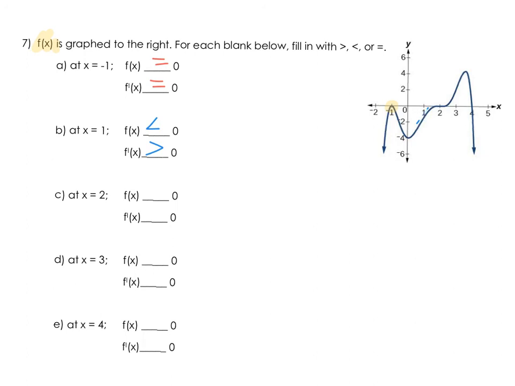At x equals 2, the function is at the x-axis, so it's equal to 0. It's not above or below. The derivative there is also 0, not because it's a turning point, but because it is a horizontal point of inflection. If I were to draw a tangent line in there, it would be horizontal.